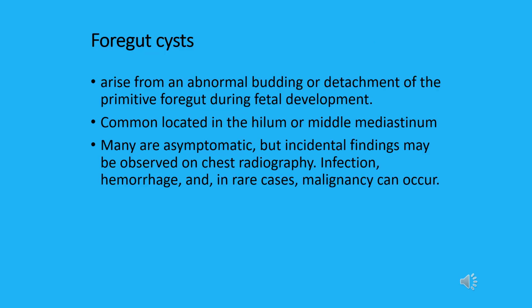Foregut cysts arise from abnormal detachments of the primitive foregut and are seen most often located in the hilum or middle mediastinum. Its mechanism of development is unknown. Many are asymptomatic, but incidental findings may be seen on chest X-ray.